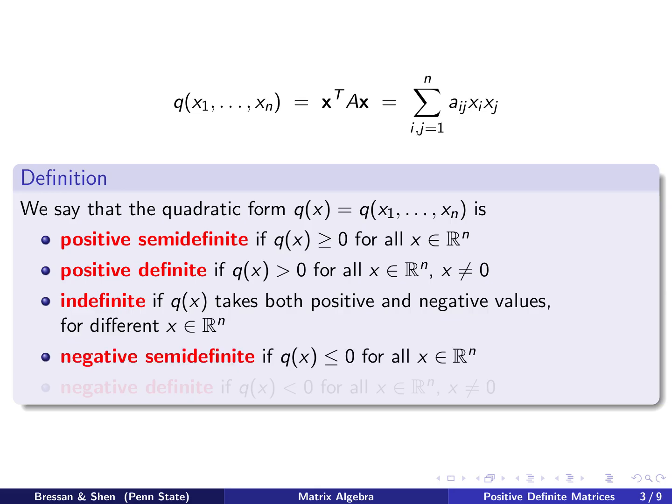And now we have the counterparts for the case when this is negative. If Q of x is less than or equal to 0 for all x in Rn, then this quadratic form is called negative semi-definite. Semi means that it can be 0 for some x that's not 0. And the last one: if this is strictly less than 0 for all x that's not 0, then this is called negative definite. This is the opposite case of positive definite, and negative semi-definite is the opposite case of positive semi-definite.